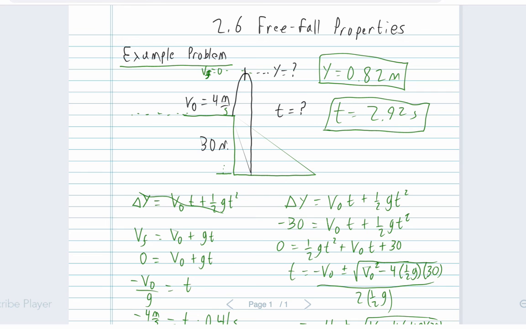And there we go. So we found the max height. We found the total time it took. Okay? And there you go. Thank you for listening.